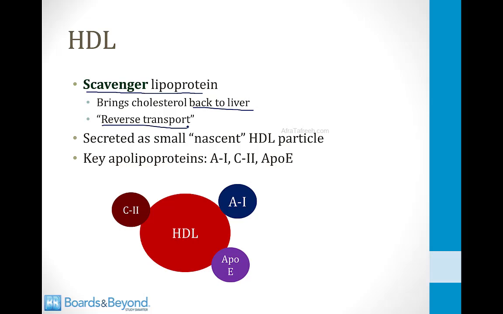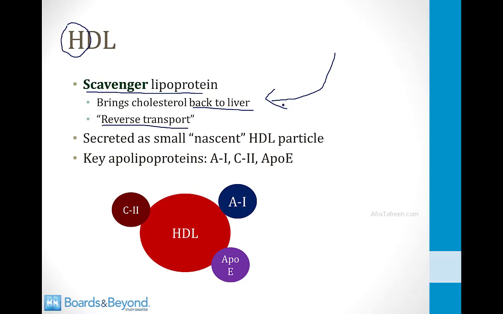You may know that high levels of HDL are associated with a lower risk of cardiovascular disease. Some people remember that the H in HDL stands for healthy. One of the reasons that HDL is good for you is because of this scavenger role. It can pick up cholesterol and bring it back to the liver so that that cholesterol is not available to become part of an atherosclerotic plaque.